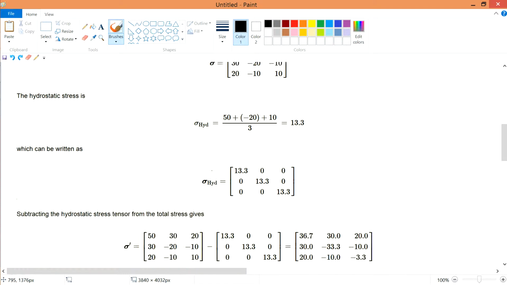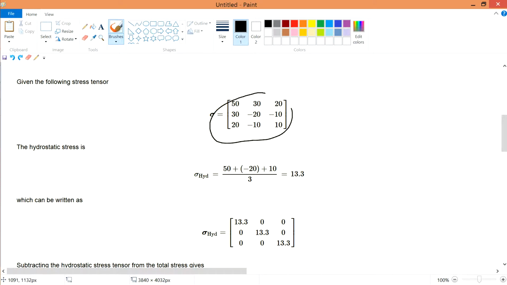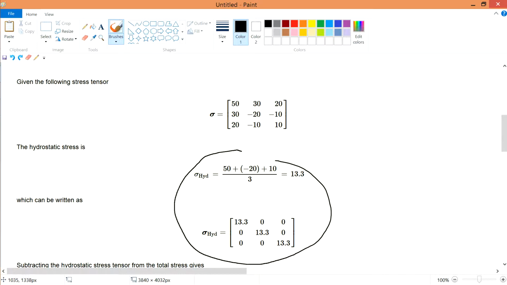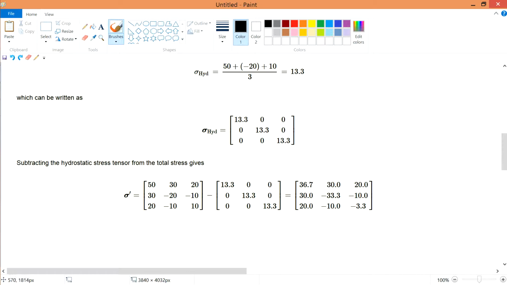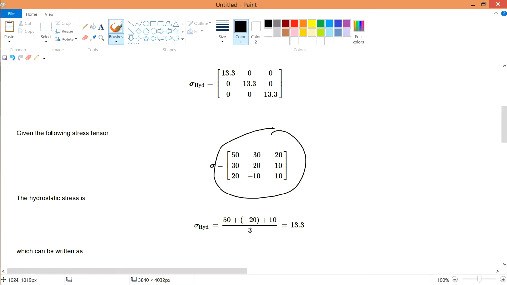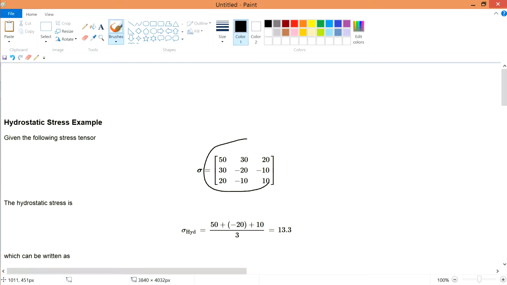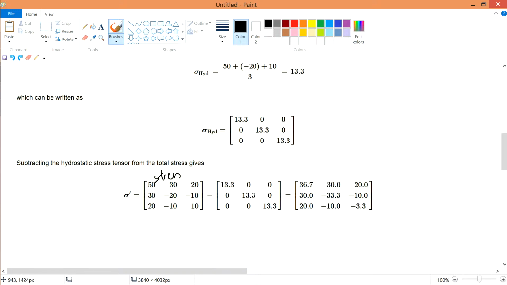Next, using the same stress tensor, and knowing our hydrostatic stress, we want to find our deviatoric stress. This is our stress tensor, the same one that we started with just now. It's the stress state of the body. In other words, this is your hydrostatic stress, which we found earlier. If you take the stress tensor minus the hydrostatic, what you have is the deviatoric. And that's it. This is your deviatoric stress.